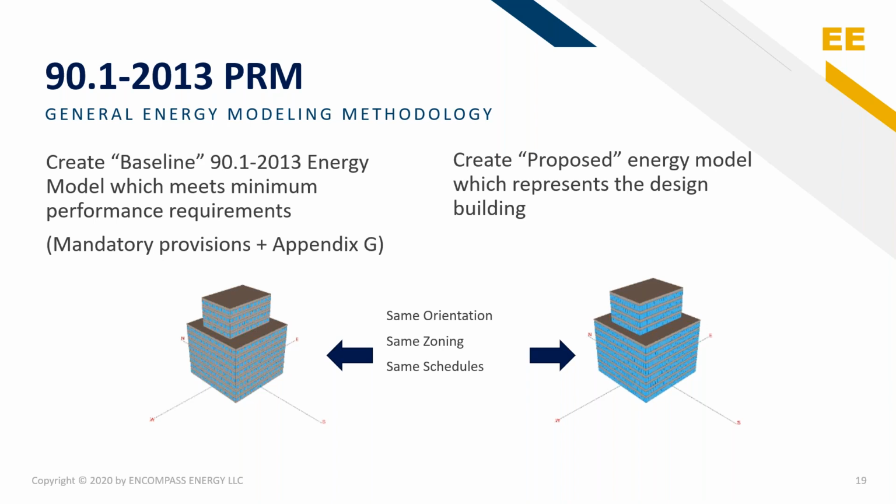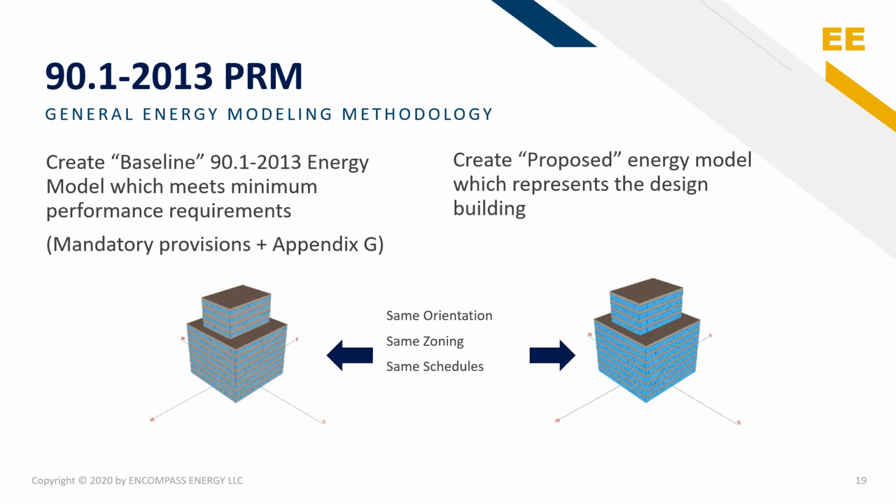So what does this look like from a modeling point of view? The first step is to create a baseline, which is representative of 90.1 2013 minimum performance requirements. So it is the mandatory provisions plus the stipulations in Appendix G. So essentially, it is your baseline. This is your standard building that has fixed wall assemblies, fixed lighting power, fixed envelope. That's all dictated by the prescriptive requirements of the standard.